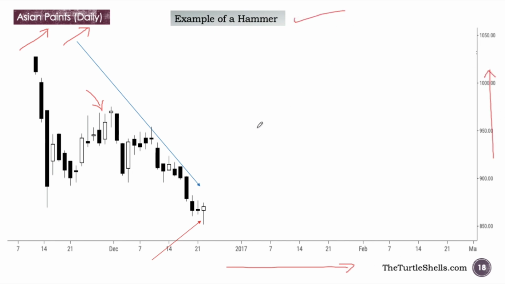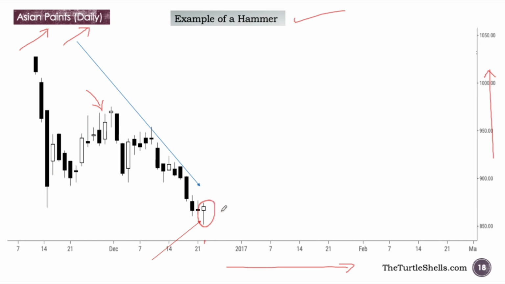This is an example of a hammer. The blue arrow is showing you that the price is coming down. The price has gone from 1000 to near 850 now. And we are somewhere in the third week of December. This is where December is starting. So you have a pattern here. This is called the hammer, because it looks like a hammer, and it satisfies all the conditions of a hammer. You can go back and see the conditions in this video.